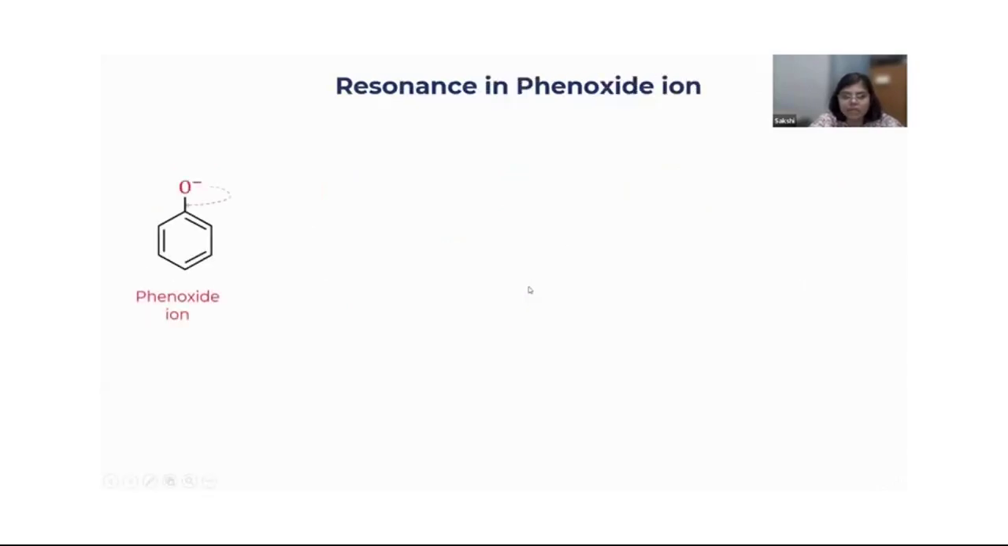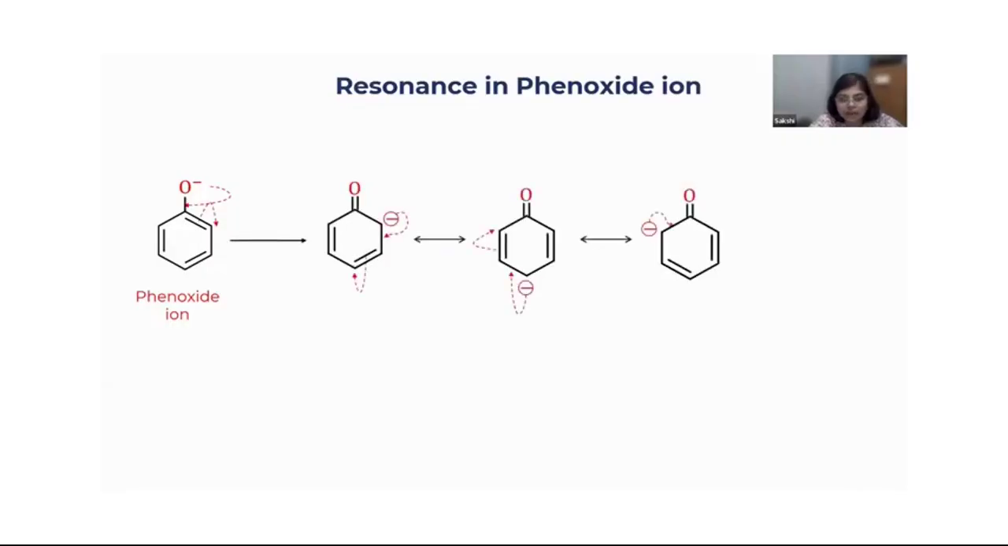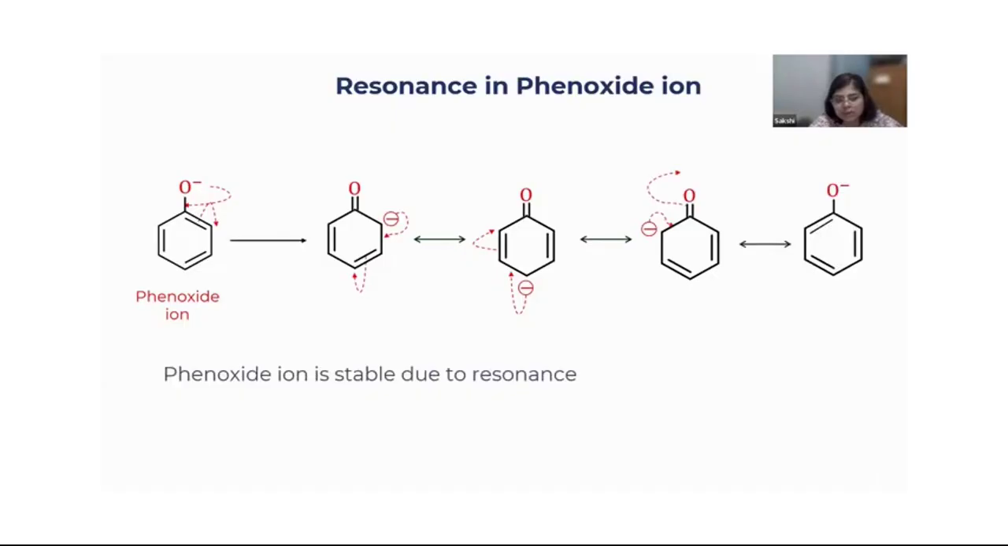Let us move forward. We have a phenoxide ion. This is the conjugate base, the phenoxide ion, right? It is stable due to resonance. Hence, phenol is acidic in nature. So acidity is basically removal of H plus ion, and after removal, the leftover part, that is the conjugate base, should be stable. If it is not stable, the reaction will go in the backward direction and we will call it a weak acid.